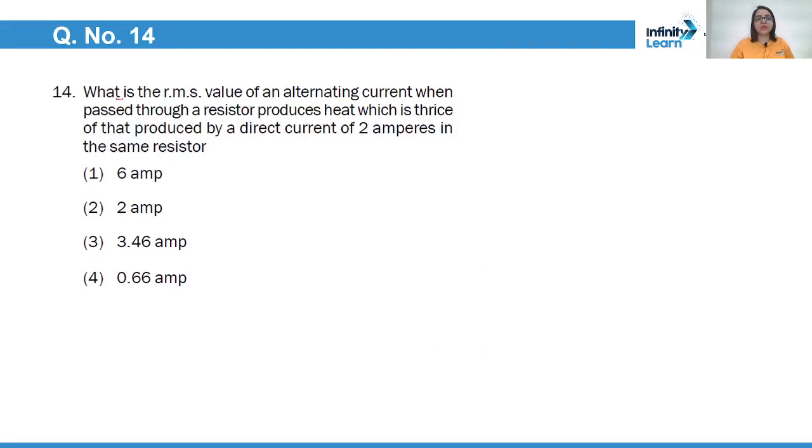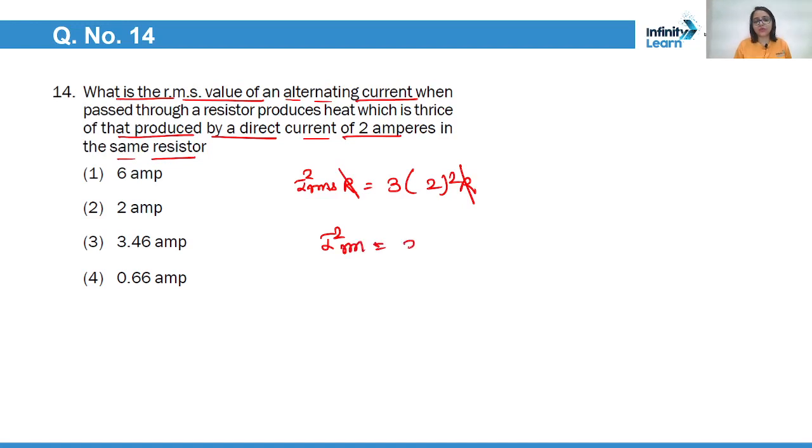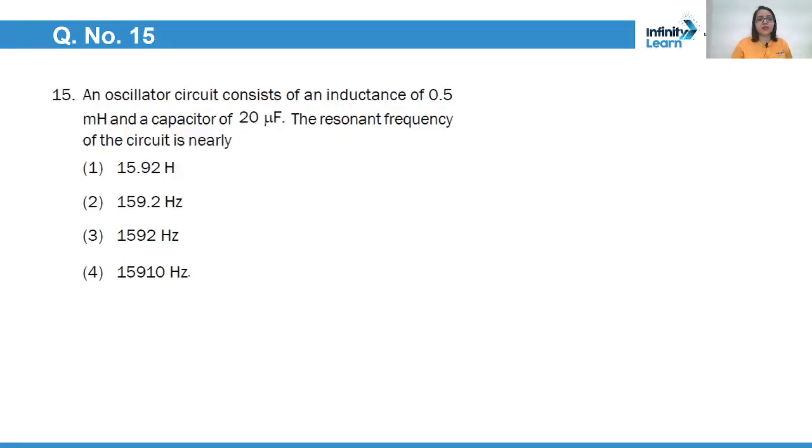Question number 14. What is the RMS value of an alternating current when passed through a resistor produces heat which is thrice of that produced by a direct current of 2 amperes in the same resistor? So I square RMS into R is equal to 3 times 2 square into R. So this will be I square RMS is equal to 3 into 2 square. So RMS will be under root of 3 into 2 square, which is 2 root 3 ampere and that is equal to 3.46 ampere.